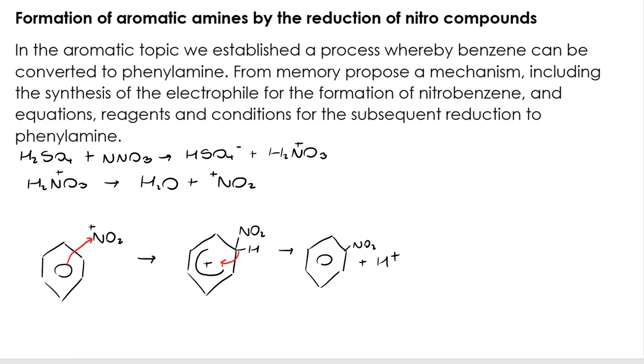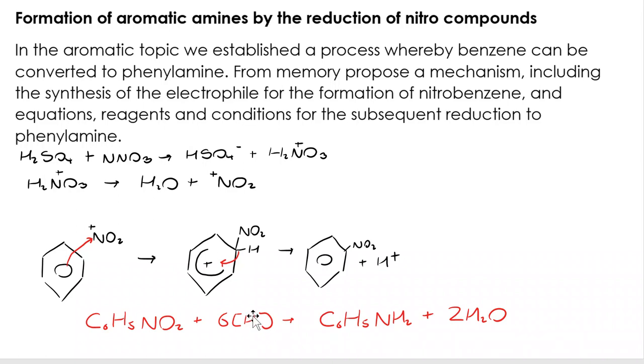Well, it's nitrobenzene that's then used to make the phenylamine. I can add 6 H's, and I do that to get to my C6H5NH2, but I also make 2H2O. What are the conditions for this? I do it with tin in the presence of HCl.